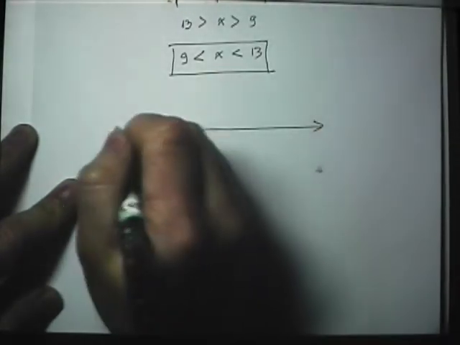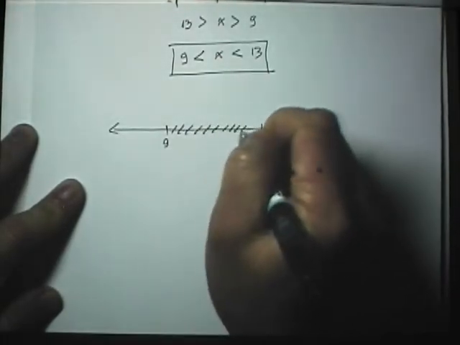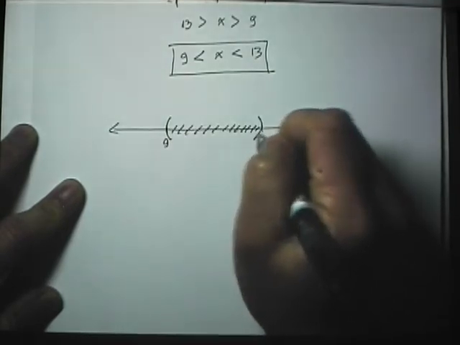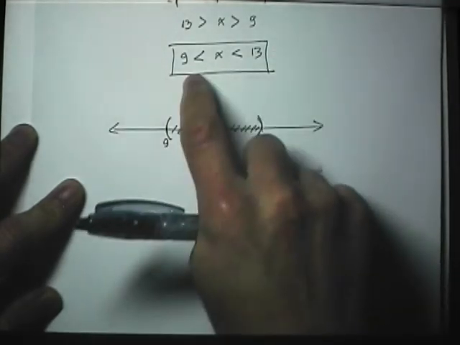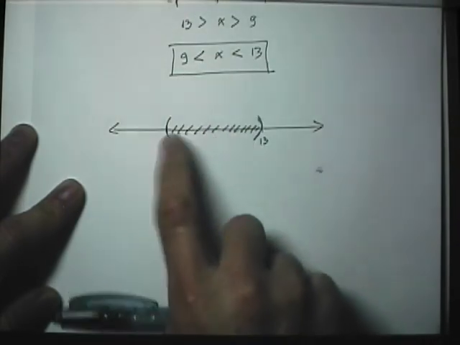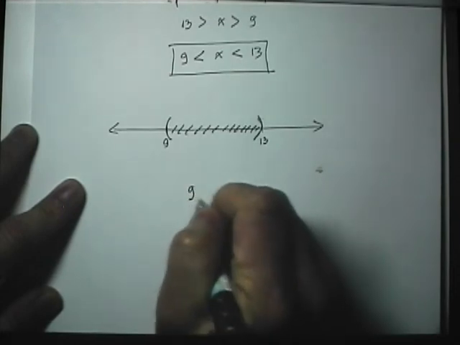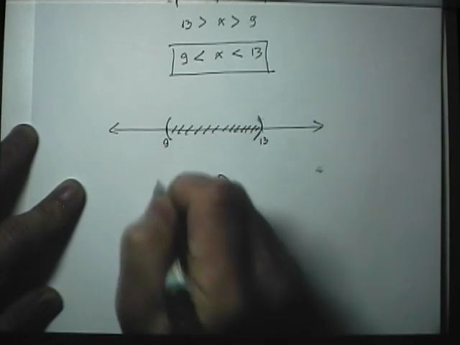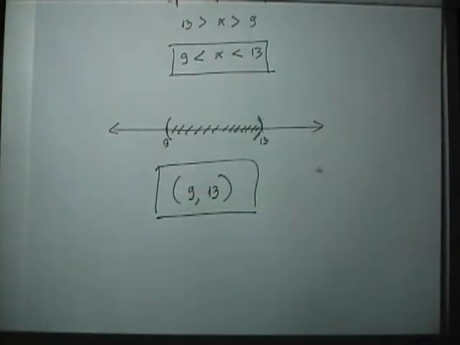And then, here's my 9 and 13. To graph that, I just simply want things in between 9 and 13, with the two parentheses on the ends, because neither one of these inequalities includes the equal sign, so it's all parentheses. And as interval notation, I have the lower end, 9, comma, the upper end, 13, in parentheses. That's how I get that done.